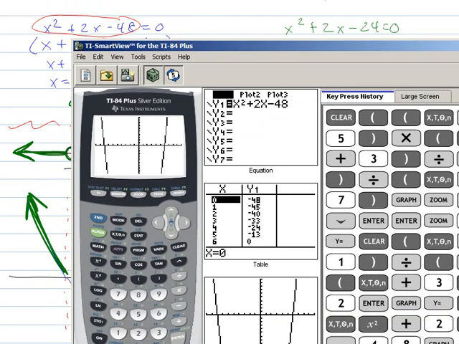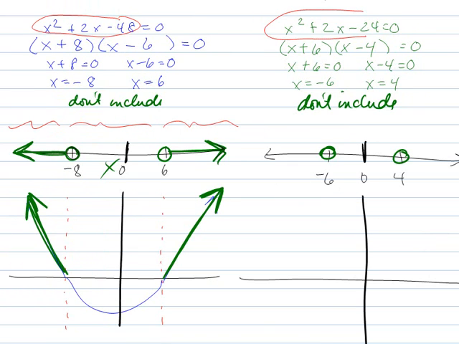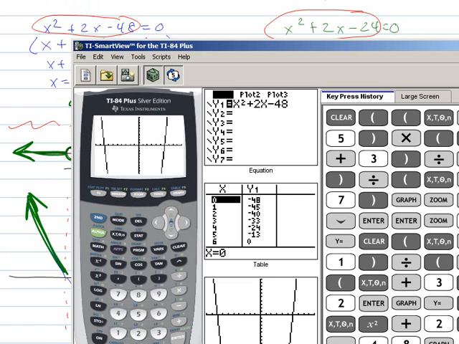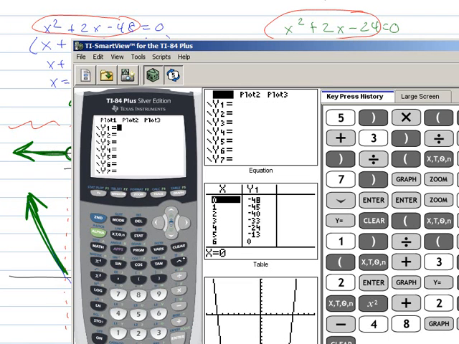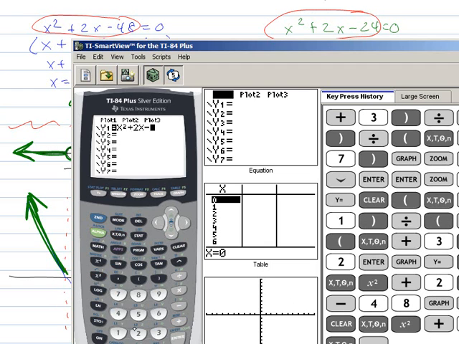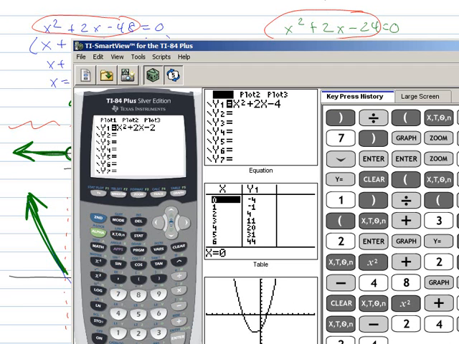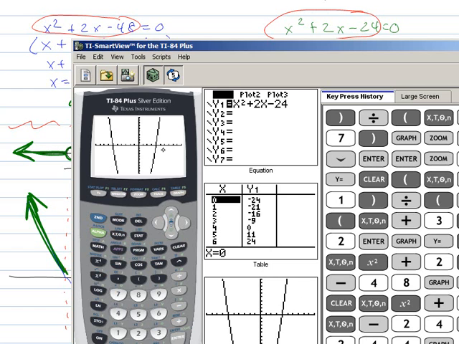And I'm going to graph that thing. So I'm going to go x squared plus 2x minus 24. Graph it. And there's my 3 sections: up, down, and up.